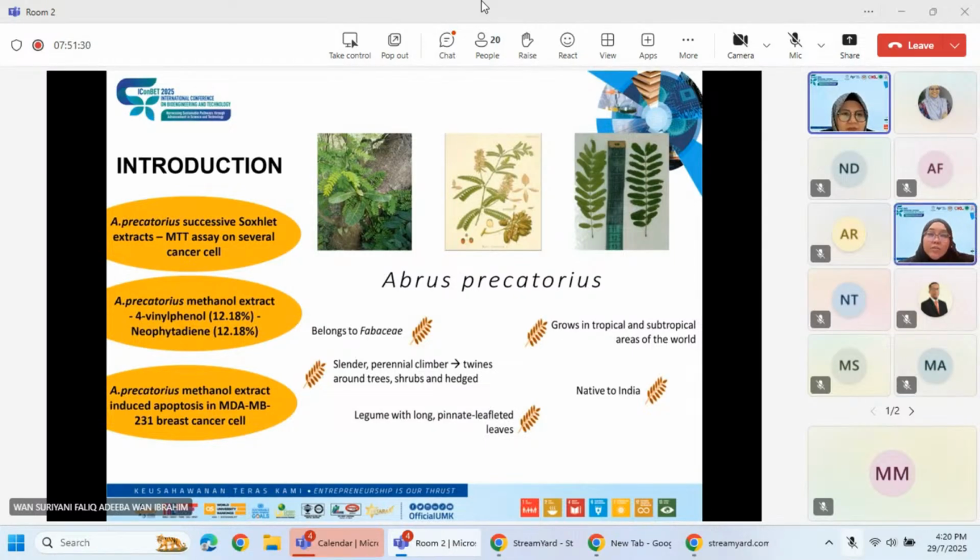These are the two compounds that we found, the 4-vinylphenol and also neophytidine. It belongs to the flavonoids group. The one that we feel perhaps is responsible for this cytotoxicity function. How? Because actually, this was done in the previous study, which I didn't explain more in this one.